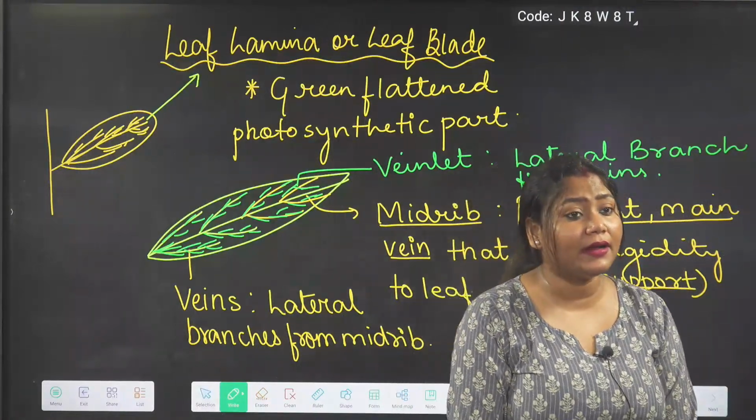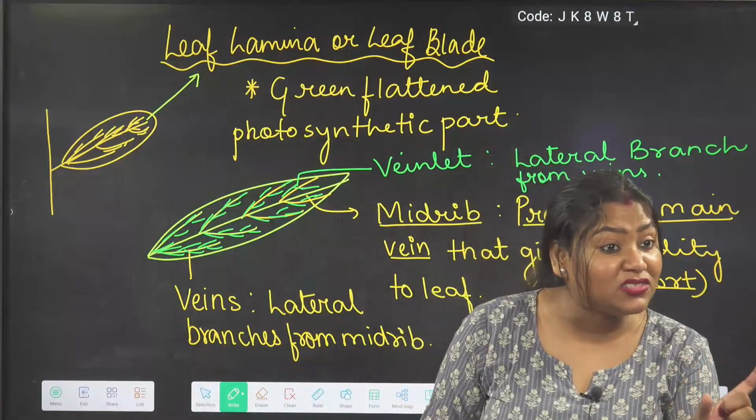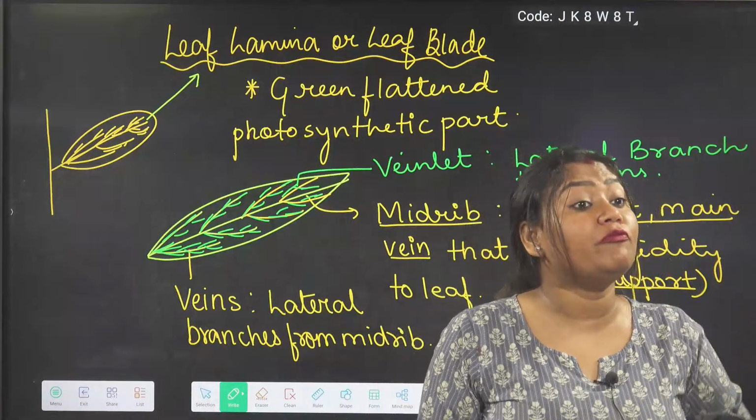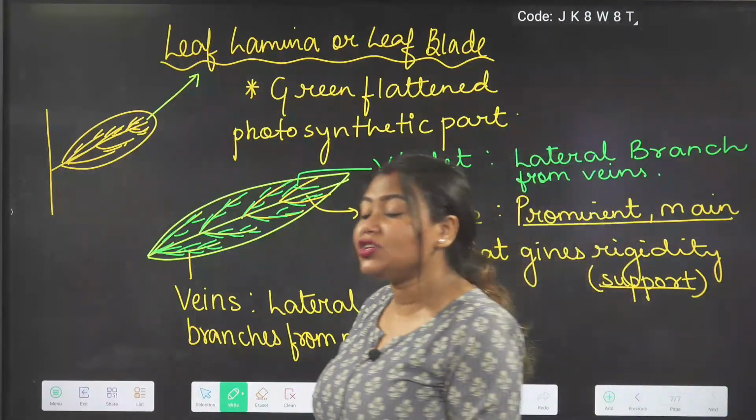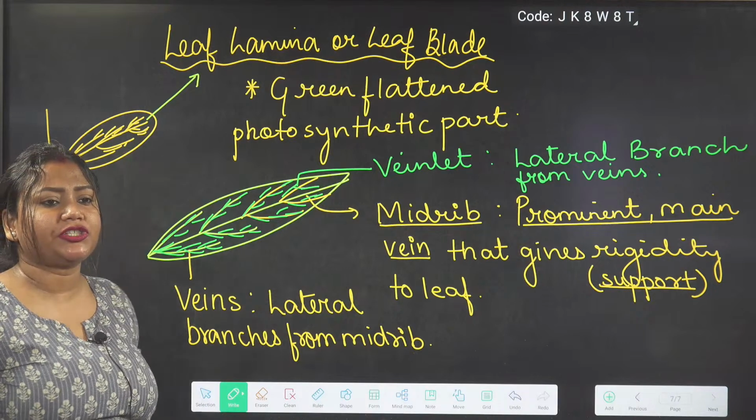And if I ask you where are the lateral branches that are coming out from vein, what will you answer? Yes, Sai Charan, veinlets. Yes, Ramya Sri. Yes, very good. Yes, Sudeshna, veinlets. Very good. Yes, Shaurya, Supraja, Rameshwar, veinlets. Very good.